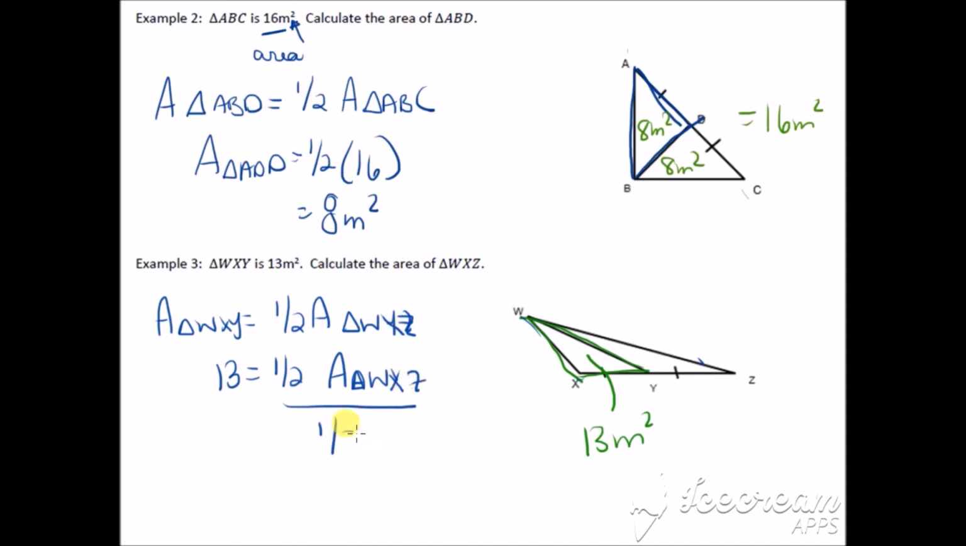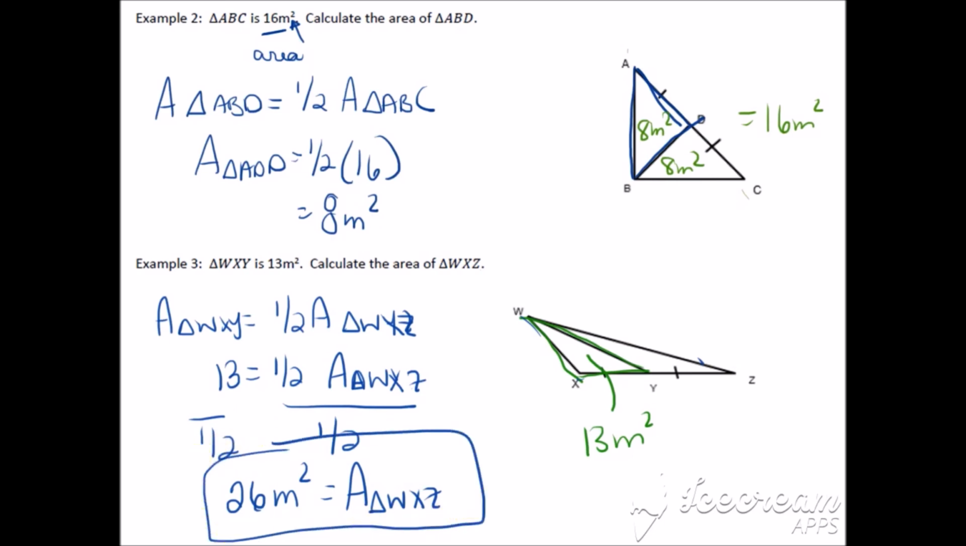So we can divide both sides by 1/2. And how many halves are in 13? Well, there's 26. So the area of triangle WXZ, which is the big one, is going to be 26 meters squared. So going over here, this is 13, this is 13, so the full one is going to be 26.